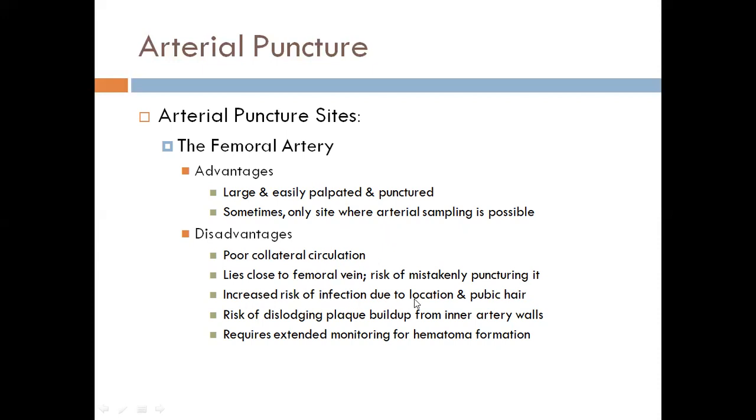This lies close to the femoral vein, so there is a risk of mistakenly puncturing that vein and obtaining venous blood rather than arterial blood. Increased risk of infection due to the location of the femoral artery and the presence of pubic hair. Risk of dislodging plaque buildup from inner artery walls. And lastly, it requires extended monitoring for hematoma formation. Kasi nga, the location of the femoral artery is in the groin lateral to your pubis bone. So it's really hard to monitor if there's hematoma forming there.